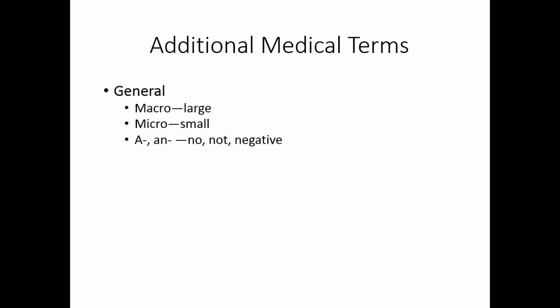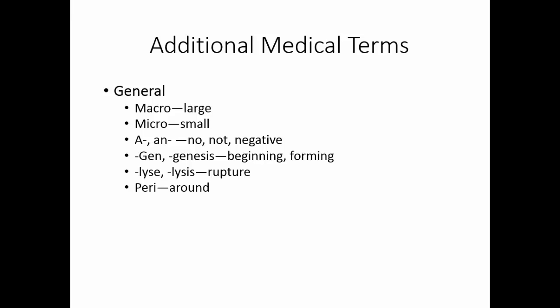Since we've looked at some medical terms to help you demystify some of the words that we have here, here are a few more terms that may help you. Macro means large, micro means small. If a or an is in front of a word, it means something like no, not, negative. Now we said earlier that emia at the end of the word meant blood. Anemia means no blood. Gen or Genesis means beginning or forming. You can remember that Genesis is the first book of the Bible. Lyse or lysis means rupture, and peri means around.